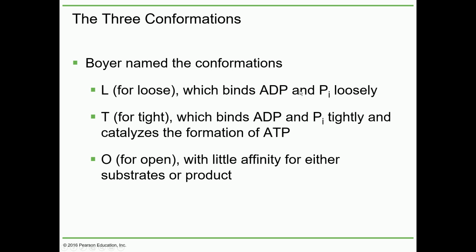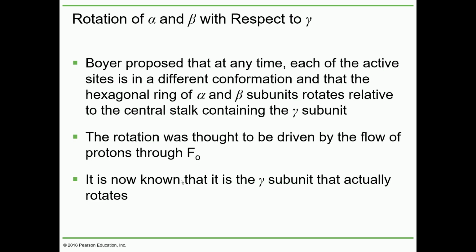We discussed these are the three different conformations. In the L conformation, the beta subunit binds ADP and phosphate loosely. In the tight conformation, it binds ADP and phosphate tightly, and it results in the formation of ATP. And O has little affinity for either substrate or the products. So substrates are ADP and phosphate, and products are ATP.